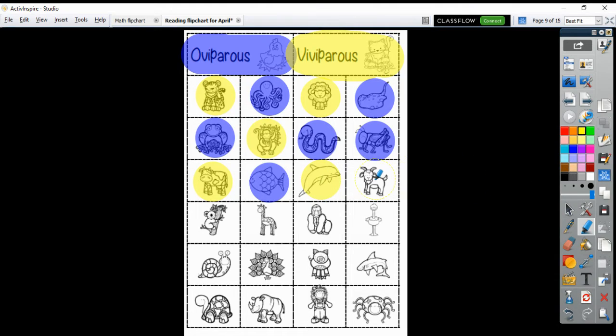A goat would be viviparous. They do not lay eggs. A koala would be viviparous. They do not lay eggs. The giraffe, they would be viviparous as well. They do not lay eggs. Gorillas, they do not lay eggs. But an ostrich would lay an egg. So I would color him blue because he is oviparous.